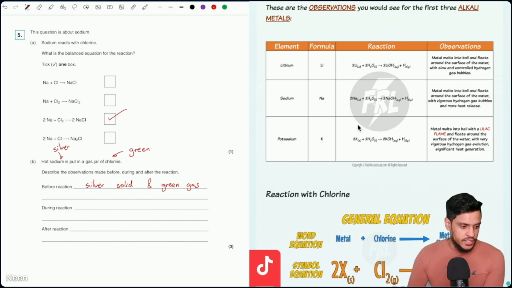Then during the reaction, what's going to happen? The green gas is going to disappear, isn't it? Because at the end, all this green gas is basically being used up in the reaction. So that green gas is going to disappear.